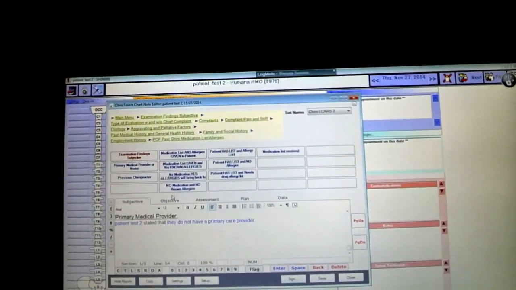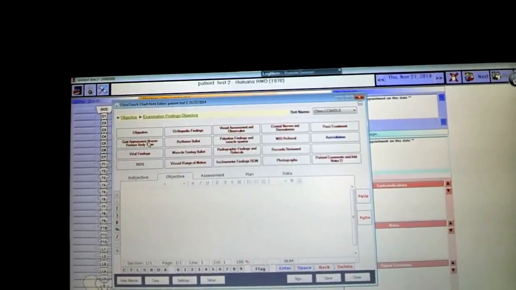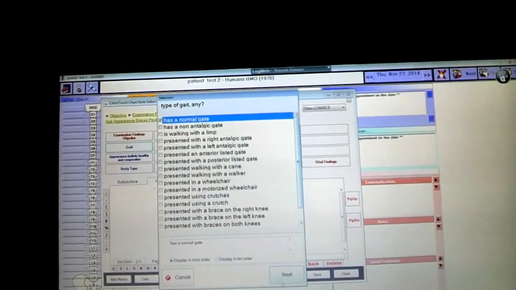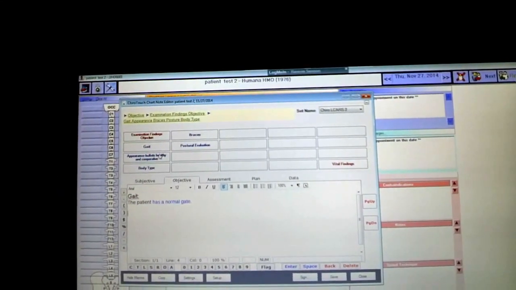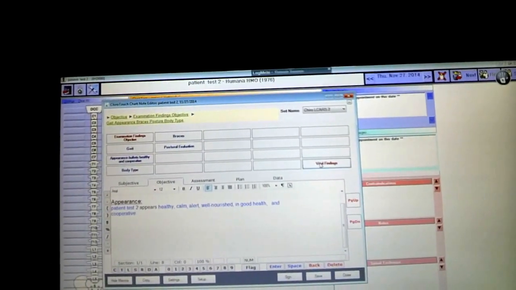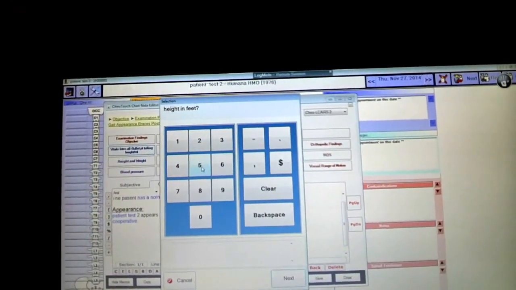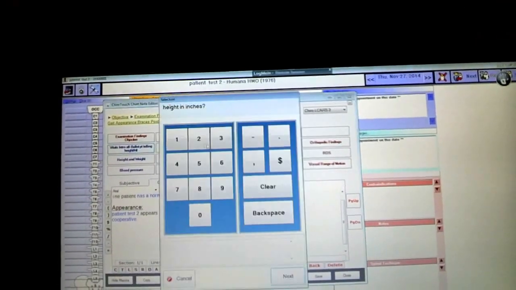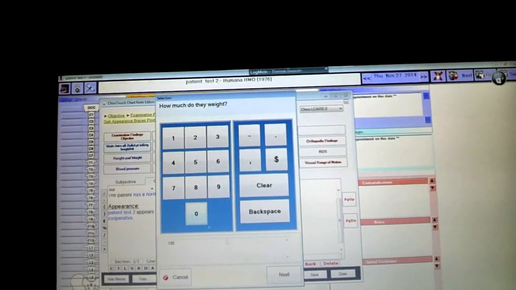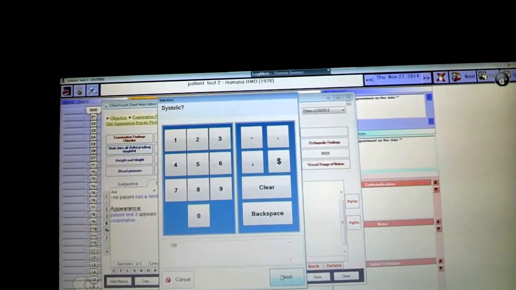And then from there, we go right under objective findings. We can say that, again, for the exam, what is this person doing? Their gait, they have a normal gait. We can say that this individual appears healthy, cooperative. We can go to the right to vitals. And from vitals, we can push the bullet format, which will say this person is, let's say, 5 foot 2 inches, they weigh 100 pounds, and their blood pressure is 120 over 80.